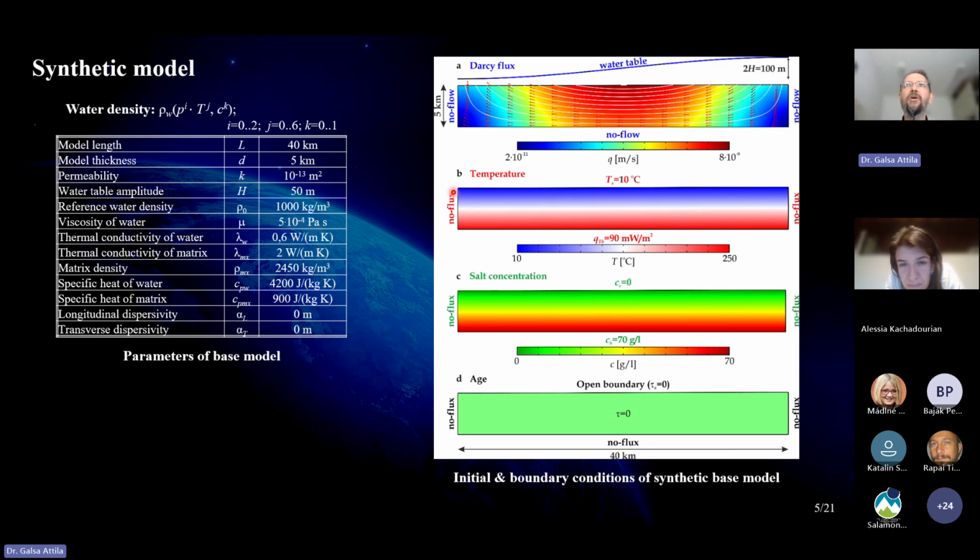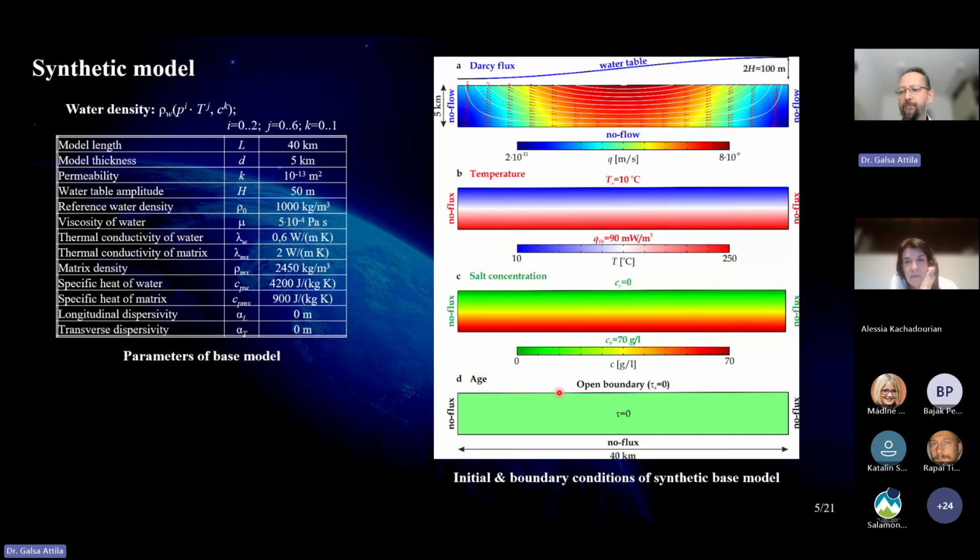So for the temperature, insulating vertical boundaries, and 90 milliwatt per square meter was prescribed along the bottom of the model domain with a constant value of temperature on the surface. For the salt concentration, no flux along the side walls, and constant values of salt concentration were applied along the horizontal boundaries. And for the water age, no flux along the side walls and along the bottom of the model domain, and we applied an open boundary condition on the surface.